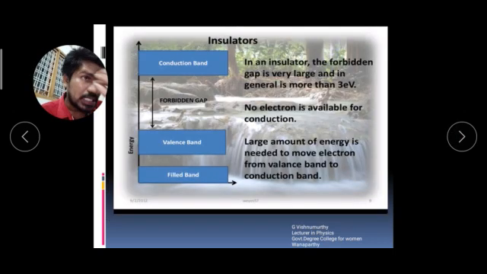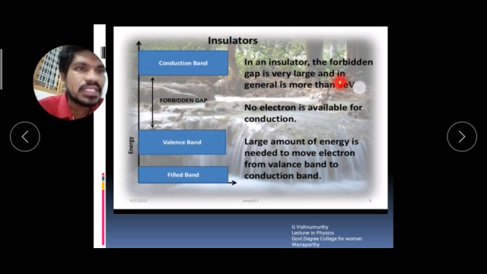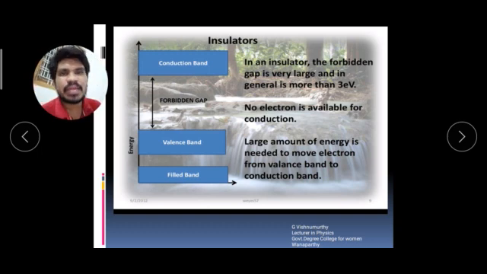You know that insulators, as I already said, do not allow current conduction because there are no free electrons or valency electrons in insulators. In an insulator, the forbidden gap is very large, and in general is more than 3 electron volts. No electron is available for conduction. A large amount of energy is needed to move an electron from the valency band to the conduction band.